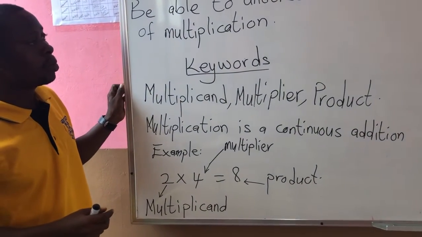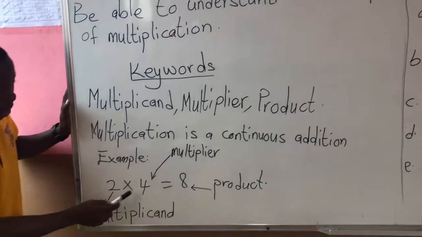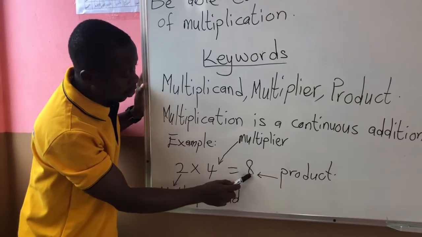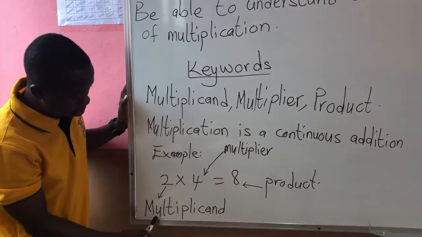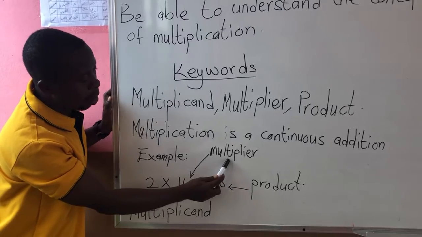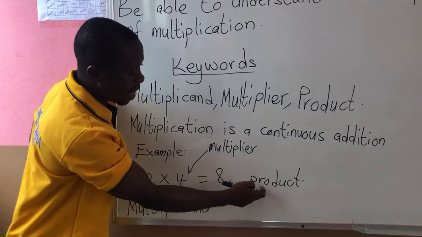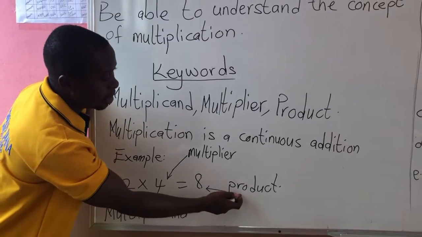Good. Now, let's look at this example. 2 times 4 gives us 8. So the 2 is the multiplicand and the 4 is the what? The multiplier. And the answer we get here is what? The product. Okay? The answer we get here is the product.